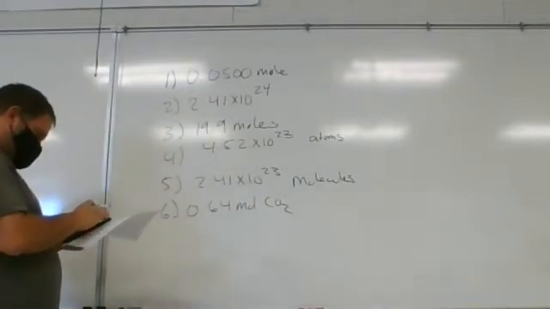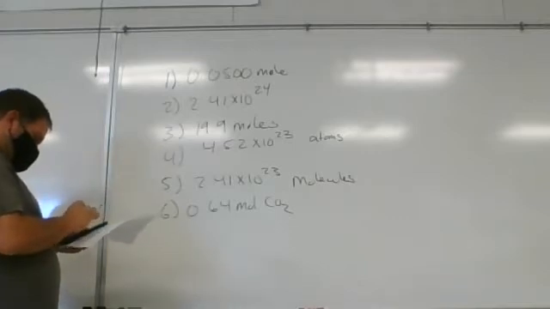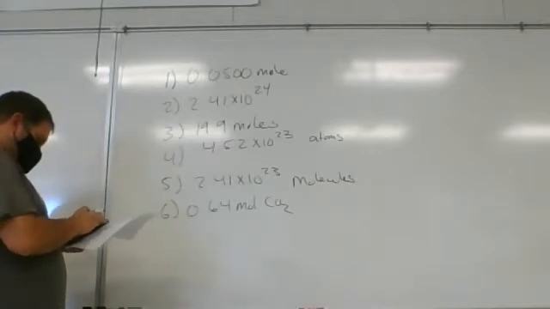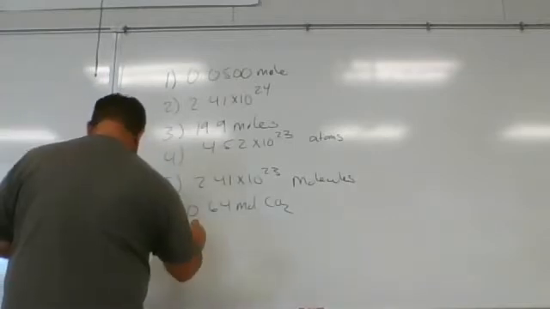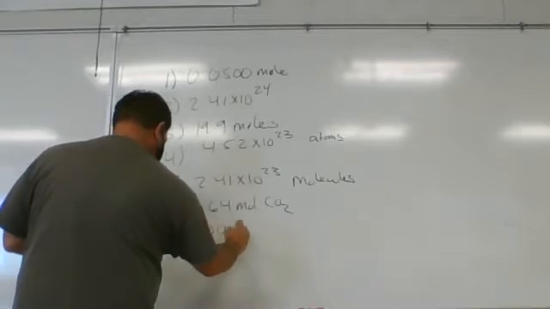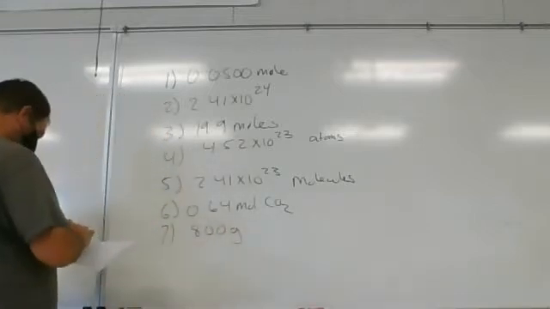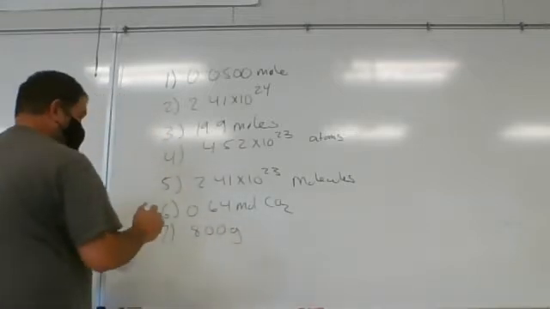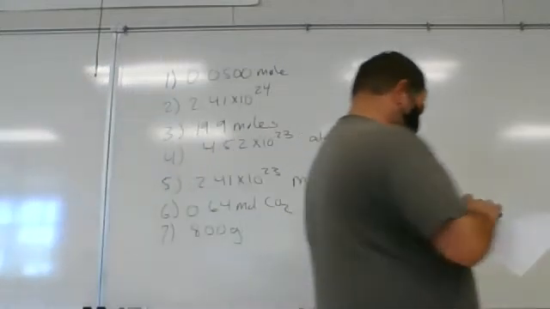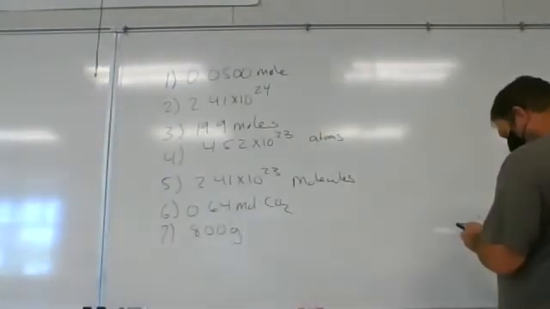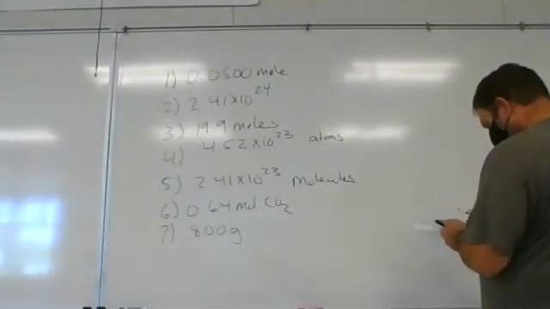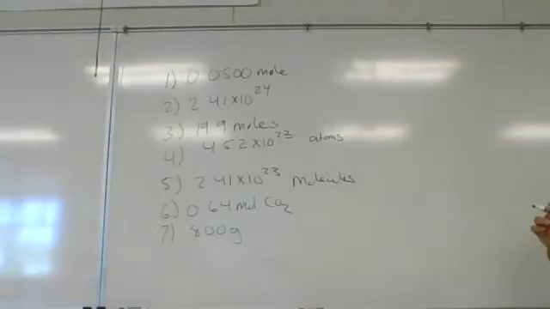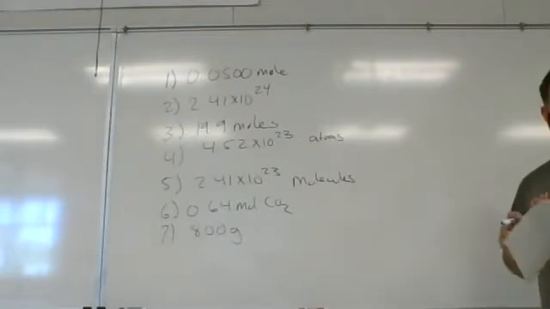7 should be 800 grams. Wait, 7? Yeah, 800 grams. If you put 798.5 grams, then you would be off on your sig figs. Round it to 800.